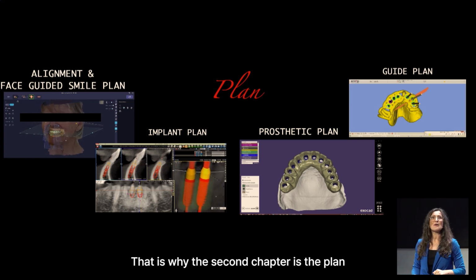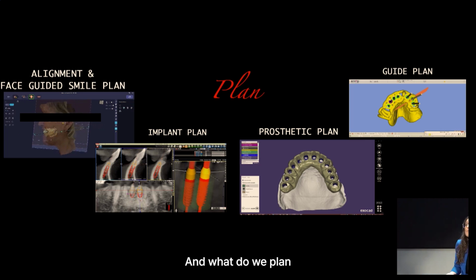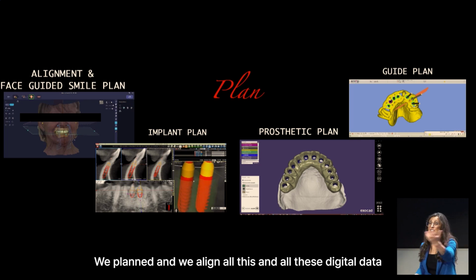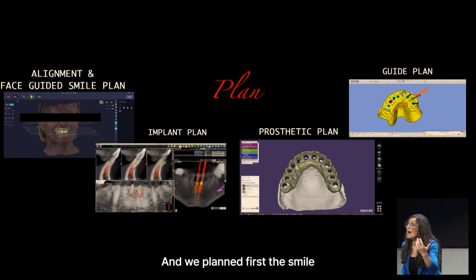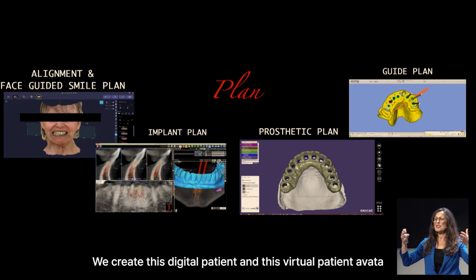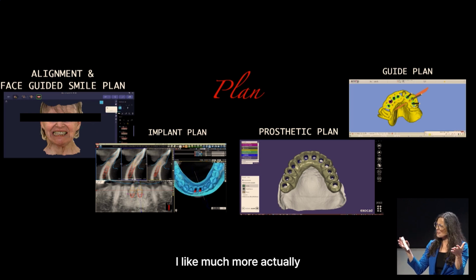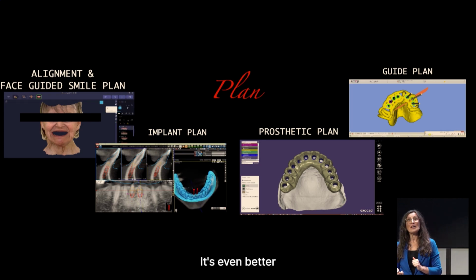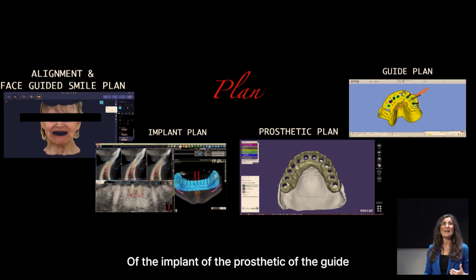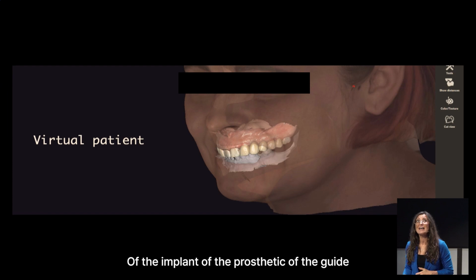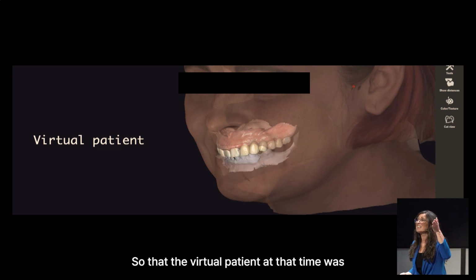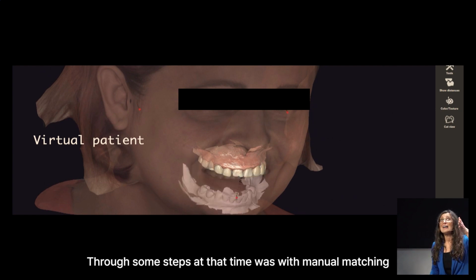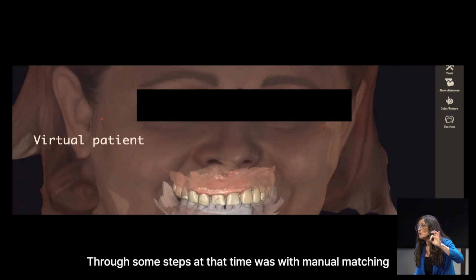What I plan at the beginning, I would like to have at the end of the day. That is why the second chapter is the plan. And what do we plan? We plan and align all this scanned digital data, and we plan a smile first. We create this digital patient, or virtual patient avatar. I like that much more, actually. I didn't use it until now, but it's even better. And this is the base for the backward planning of the implant, the prosthetic, and the guide. At that time, the virtual patient was made with manual matching.